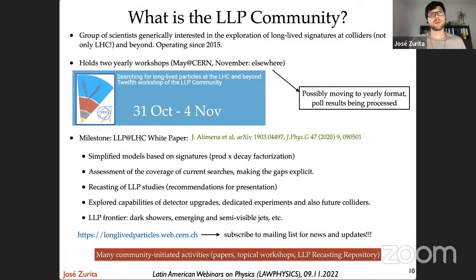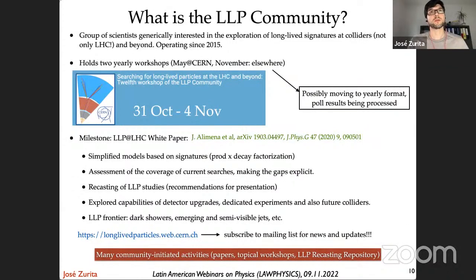And the second body is the long-lived particle community, which has been operating since 2015, organizing workshops where people come and discuss stuff. There was a white paper that has this signature-based approach. There's a lot of things we have done there. There's the link, and this has also been the incubator and the source of many initiatives and collaborations, more dedicated workshops, and other initiatives like the LLP recasting repository I'm going to discuss in a few slides.